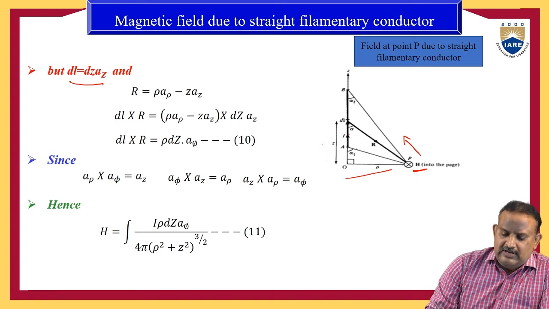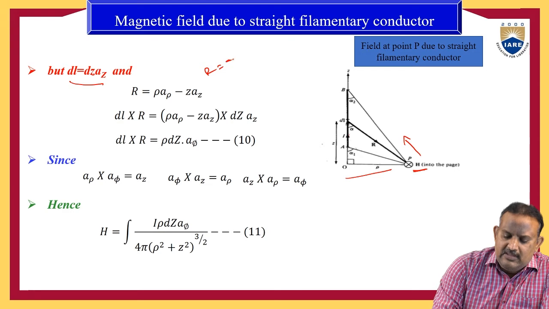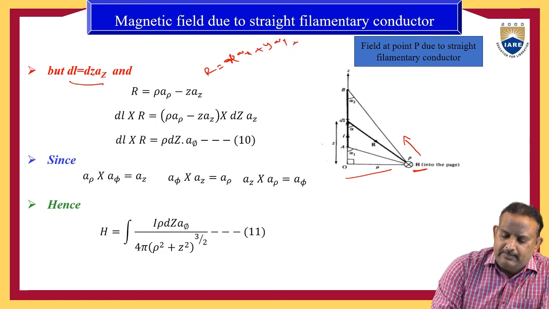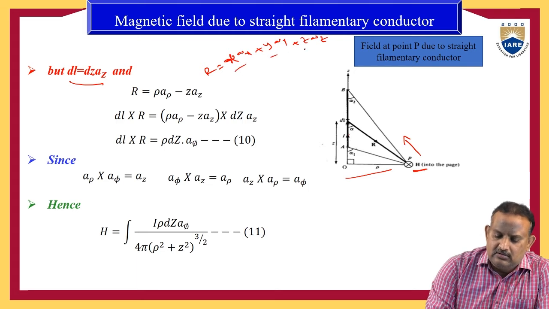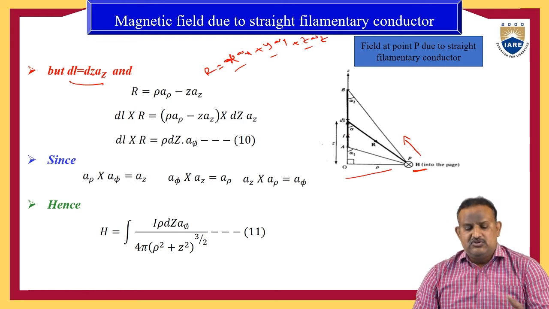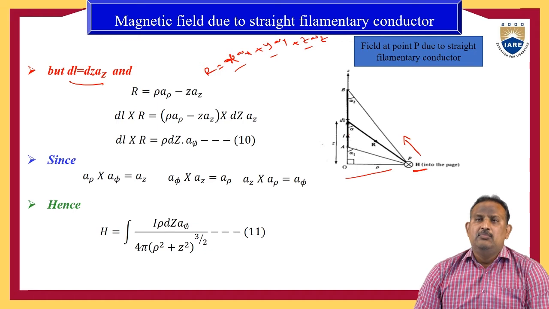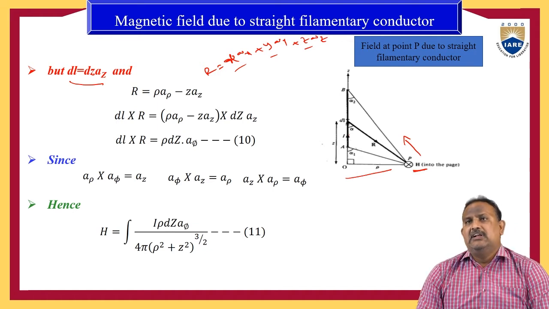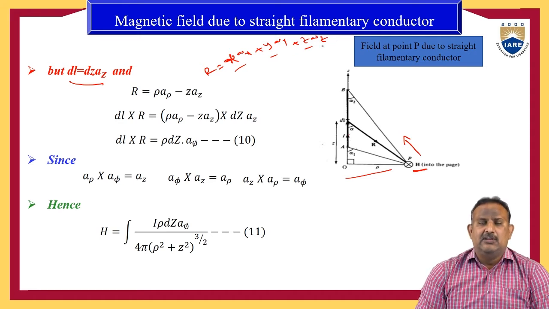So here we have a rectangular coordinate system. According to the rectangular coordinate system, we have R equal to x a_x plus y a_y plus z a_z. So here there are three unknown parameters. If we assume the rectangular coordinate system, we need to find the three unknown parameters, so it is somewhat difficult to eliminate the three unknown parameters using the rectangular coordinate system.